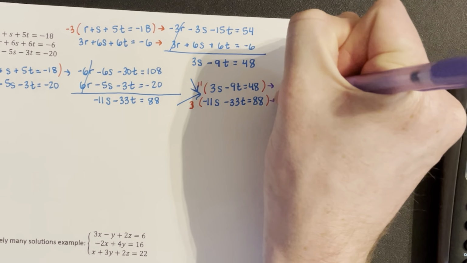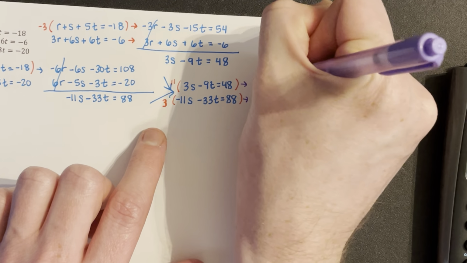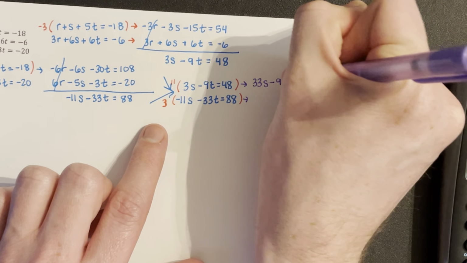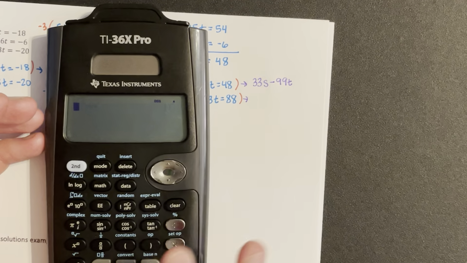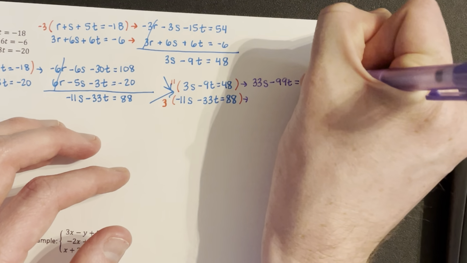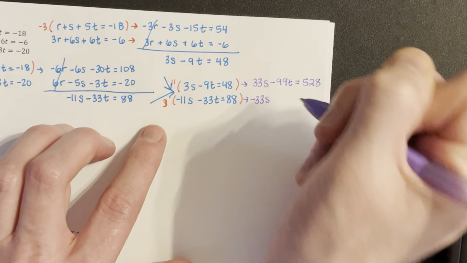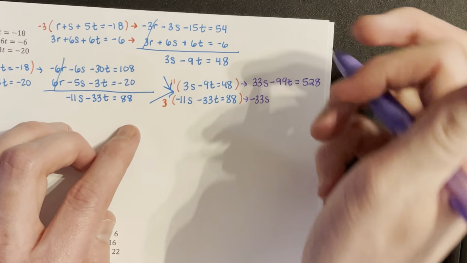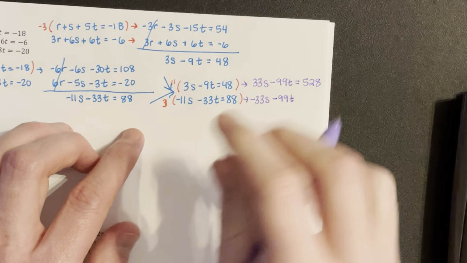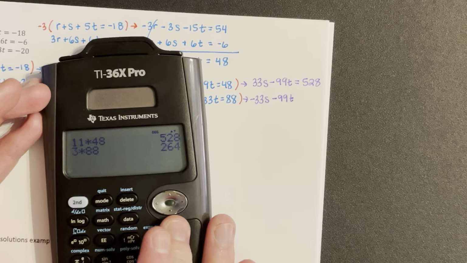All right, so this becomes, I'll still run out of room a little bit, 33s. 11 times 9 is going to be negative 99t, and then 11 times 48 is 528. I get negative 33s. 3 times negative 33 is going to be negative 99t. And 3 times 88 is 264.